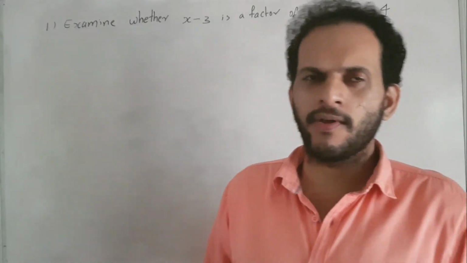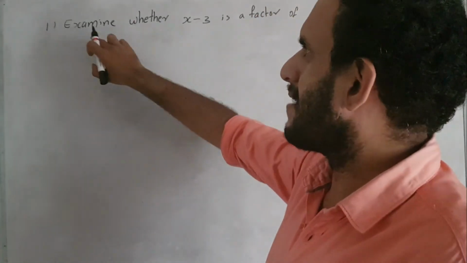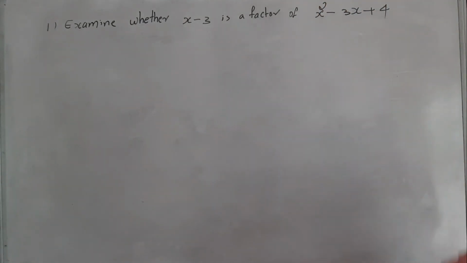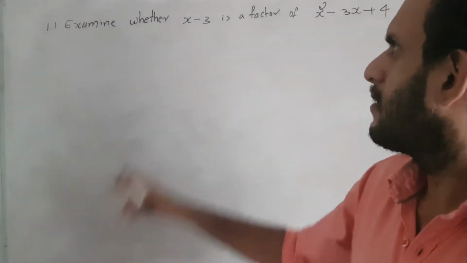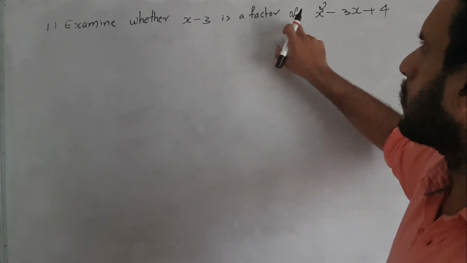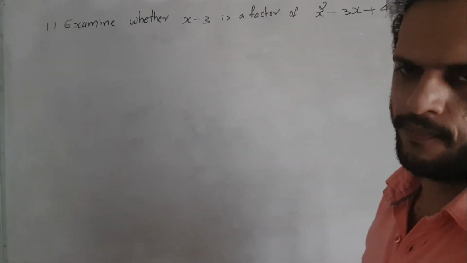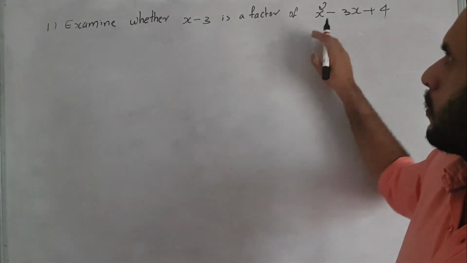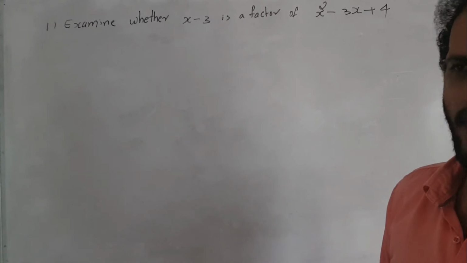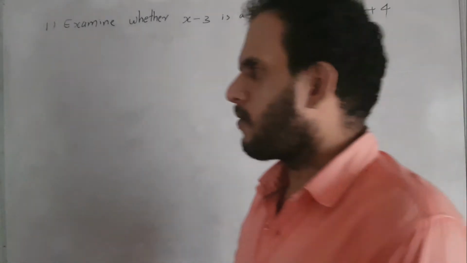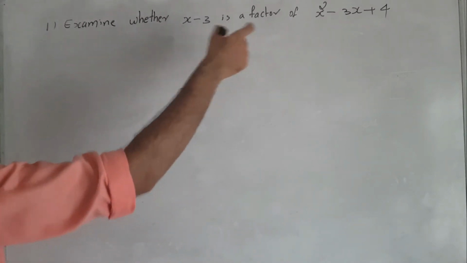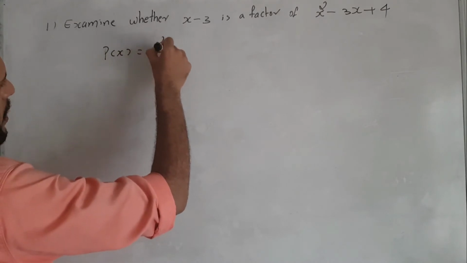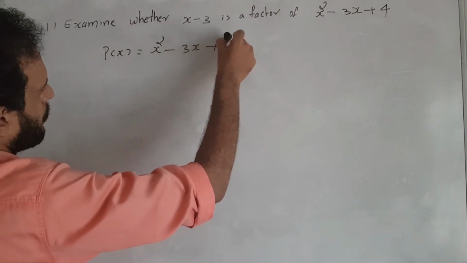Correct. So what is the first question? Based on this, the first question is: examine whether x minus 3 is a factor of x square minus 3x plus 4. What is the question? Here we want to check whether x minus 3 is a factor of x square minus 3x plus 4. Okay. നമുക്ക് ഇവിടെ നോക്കേണ്ടത് x minus 3 ഏതിന്റെ ഫാക്ടർ ആണോ എന്നാണ്. x square minus 3x plus 4 ന്റെ ഫാക്ടർ ആണോ. Then what is the first step? First we give one name for x square minus 3x plus 4. Then I wrote it here, p of x is equal to x square minus 3x plus 4.